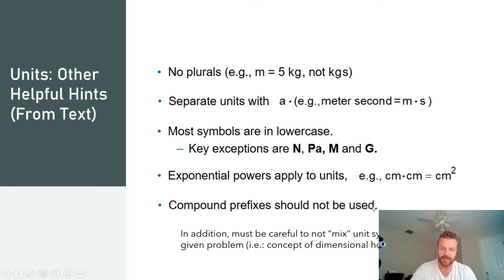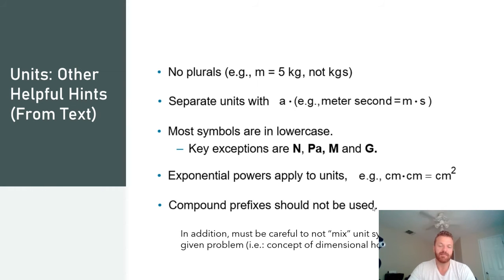Compound prefixes should not be used. That's what the book says. What they mean by that is don't use multiple prefixes together. Don't write like a kilokilogram. Remember each k prefix corresponds to an exponential power of 10 to the 3rd. So 10 to the 3rd times 10 to the 3rd would be 10 to the 6th. Just say mega. That's what they're trying to say.